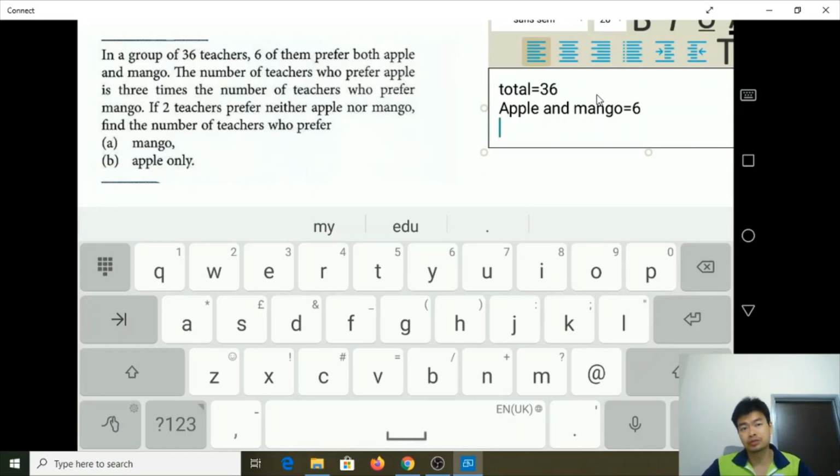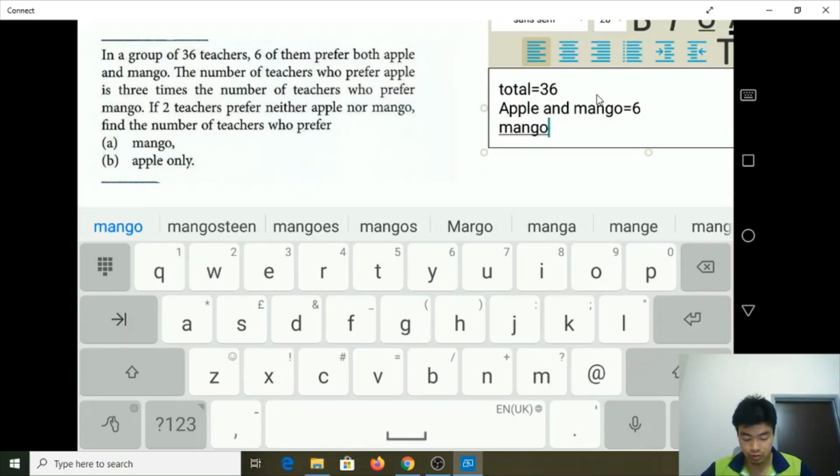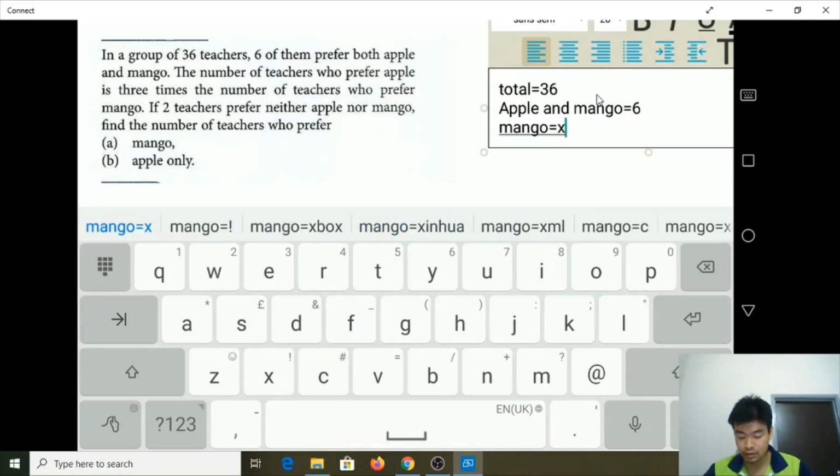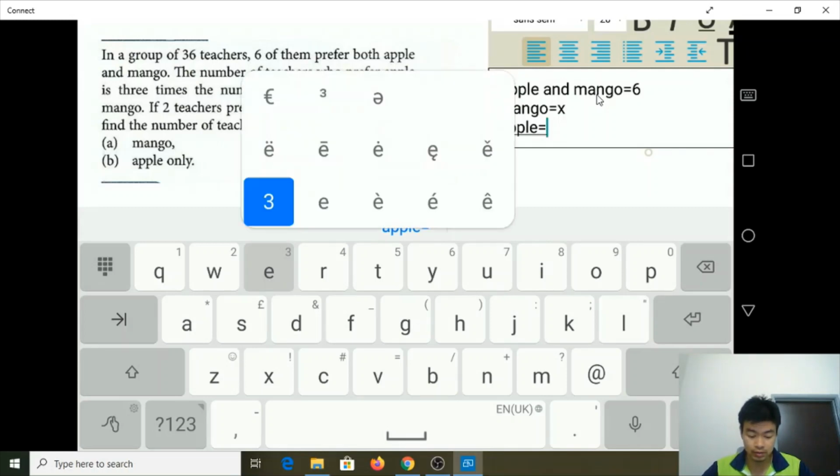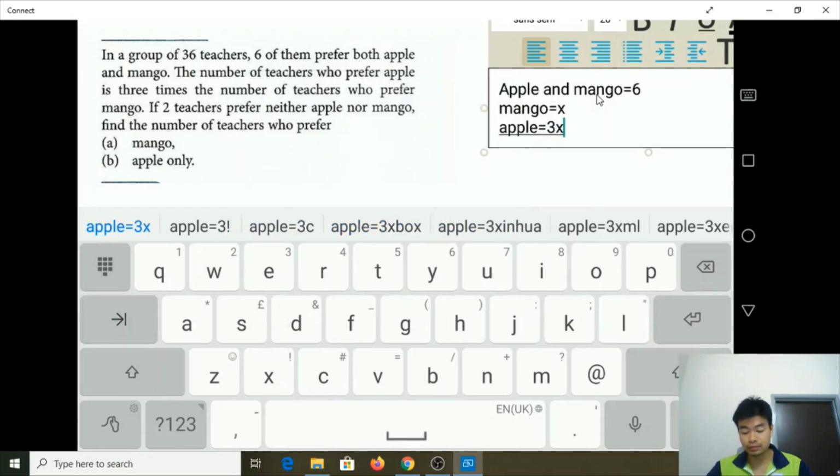Next information: the number of teachers who prefer apple is 3 times the number of teachers who prefer mango. A number is not given to us directly, therefore it is important for us to create the unknown. Let's say the number of teachers who prefer mangoes is x, so mango equals x. Therefore, the number of teachers who prefer apple would be 3 times the mangoes, so it is 3x. Have I listed everything?